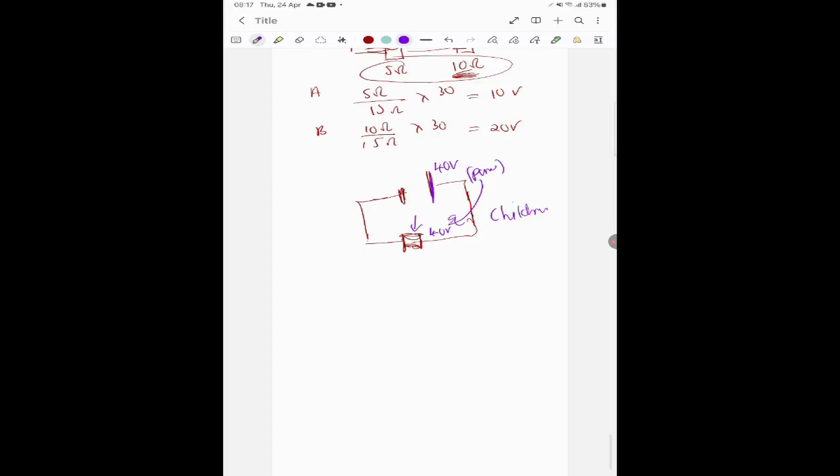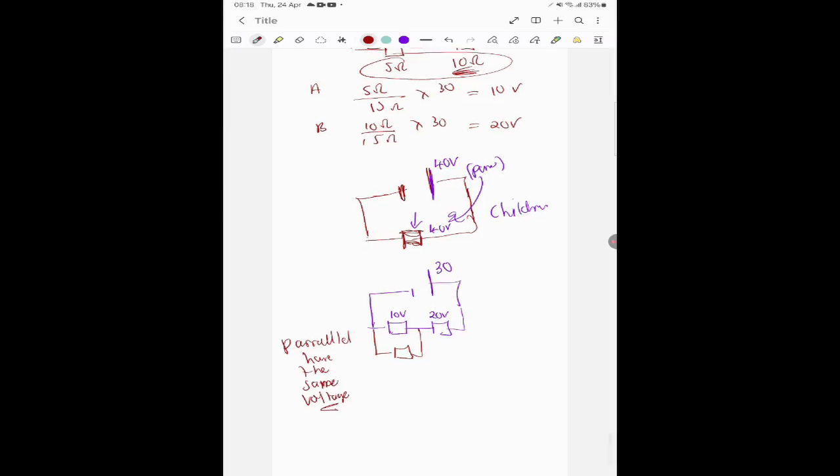Now, let's think about items in parallel. Oh, that's really important now. Let's come back to our scenario here. If this has 30 volts and he has 10 volts and he has 20 volts, and I then connect another circuit in parallel here, items in parallel have the same voltage. Pause to reflect on what I've just said. Items in parallel have the same voltage, right?